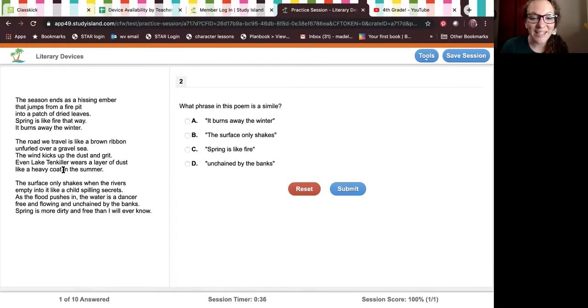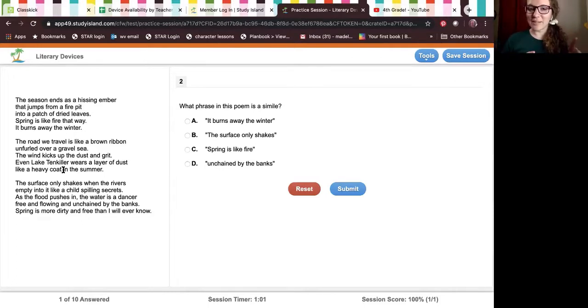So choice A is it burns away the winter. Choice B, the surface only shakes. Choice C, spring is like fire. And D is unchained by the banks. They kind of let me go easy on this one because there's only one that has a simile keyword, like or as. Which one is it? C, spring is like fire.